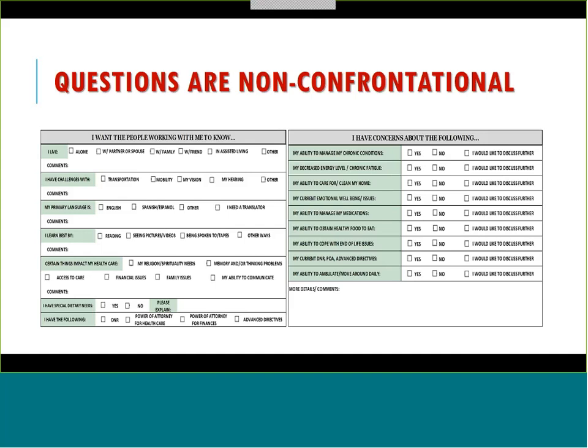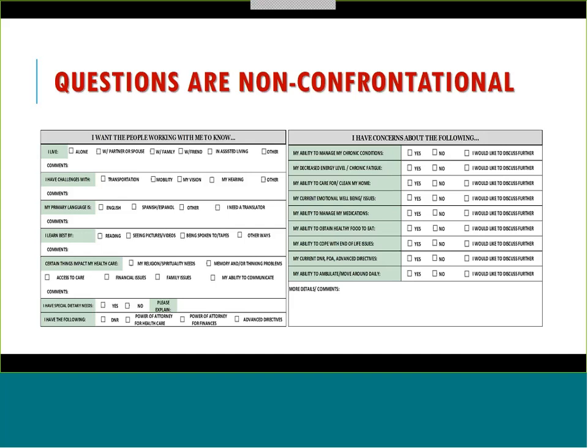Access to care and the different aspects that impact their health care, dietary needs. As you can see, also I have concerns about the following. Again, this helps you identify my ability to manage my chronic conditions. If they're putting yes there, you definitely know that they're struggling at home to take care of themselves. My ability to manage my medications. Okay, so now I know that they're probably not taking their medications correctly. Different things will identify they're having trouble making food for themselves.